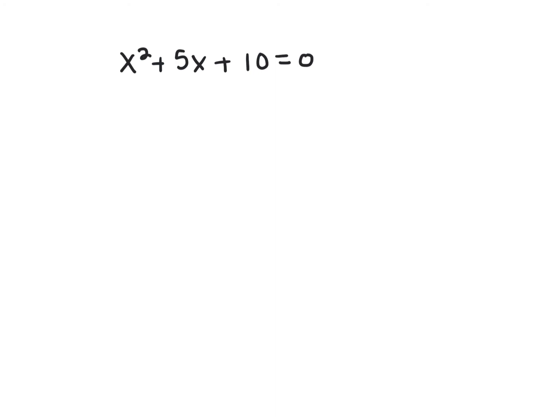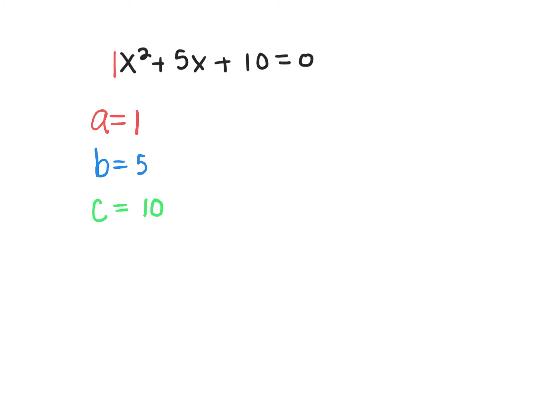So looking at the example here, x squared plus 5x plus 10 equals 0. We first need to identify our a, b, and c. And to do so, we need to make sure that this is set equal to 0, and it is. And so then I am going to say that my a is equal to 1, b is equal to 5, and c is equal to 10.